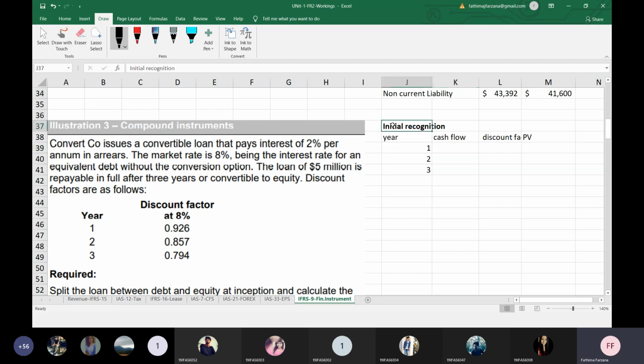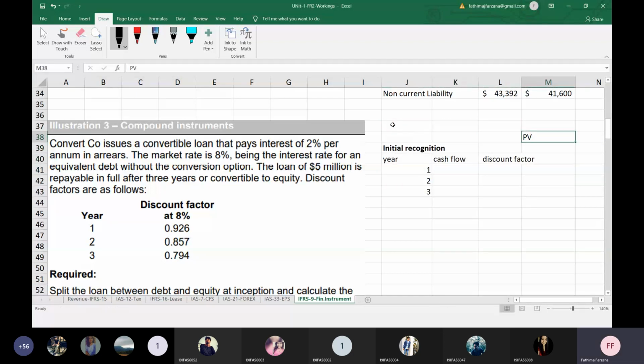Let me put a few more things here. Certain other information I also wish to give. How much is the loan amount? Loan is how much? 5 million. Then what is the interest rate you are paying? 2%. Okay. Now coming to cash outflow.